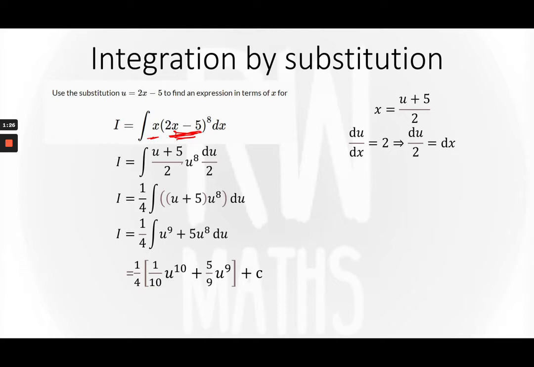So all we do is replace u with 2x minus 5, expand out our brackets to get that quarter into the rest of it, remember your plus c, and that's your final answer. Okay, so you just need to replace anything that's in terms of x so it's in terms of u, carry out your integration, and then you need to put your answer back in terms of x at the end. Okay, because this is indefinite integration.